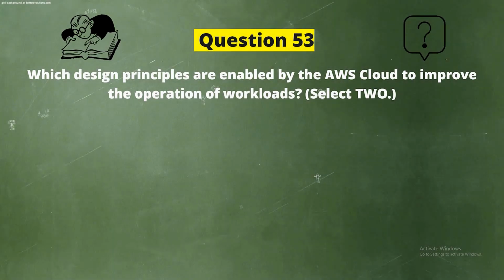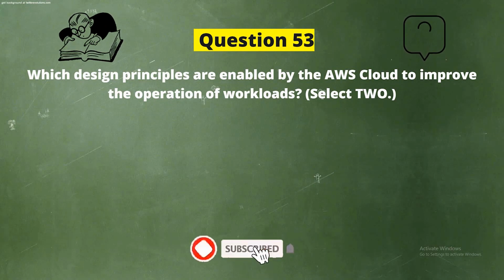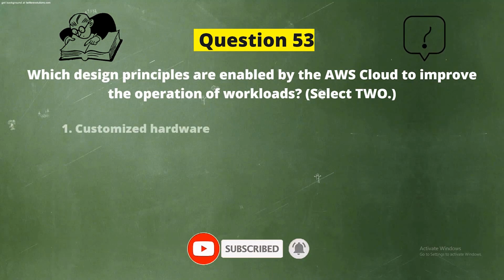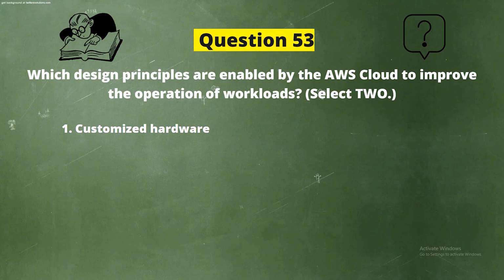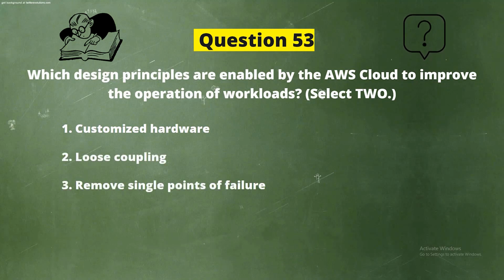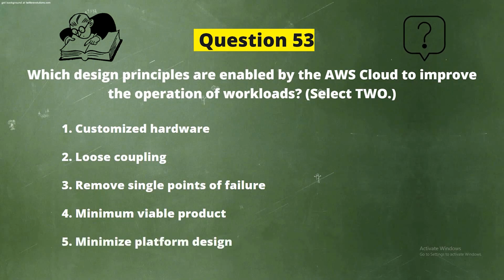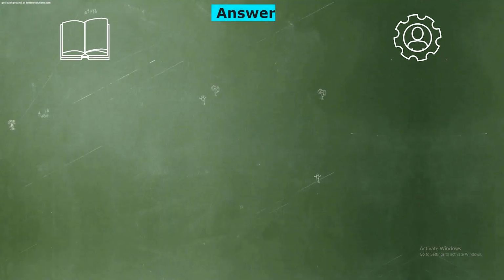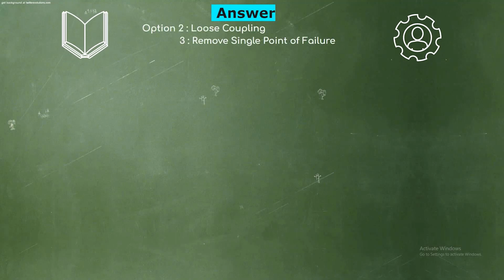Next question. Which design principles are enabled by the AWS Cloud to improve the operation of workloads? Select 2. And the options are Option 1. Customized hardware. Option 2. Loose coupling. Option 3. Remove single points of failure. Option 4. Minimum viable product. Option 5. Minimize platform design. And the correct answers are Option 2. Loose coupling. And Option 3. Remove single points of failure.